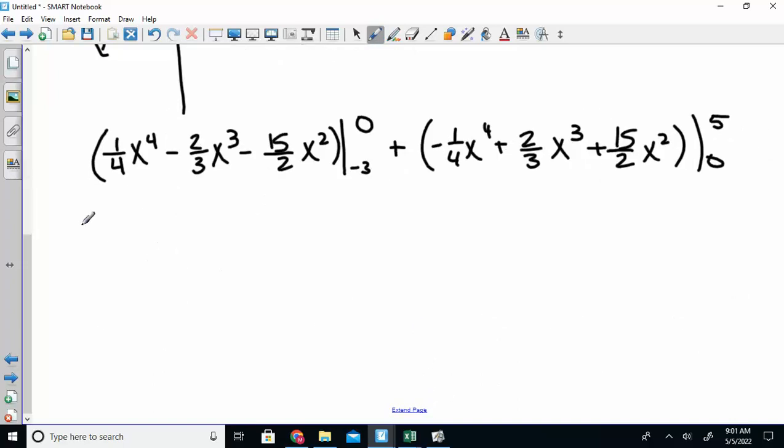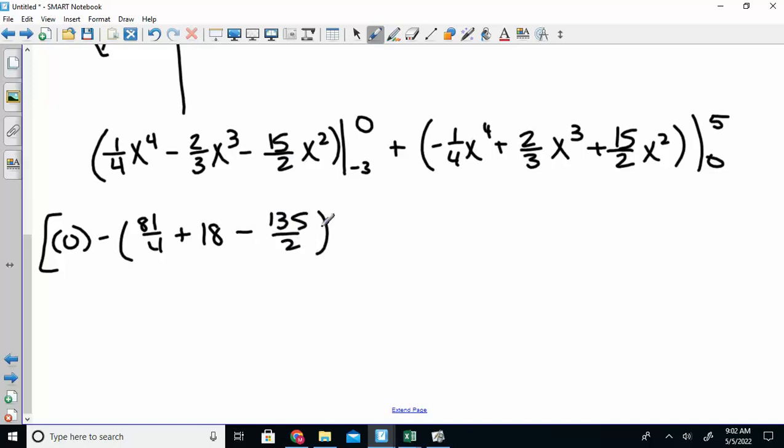All right, and so then if we plug in, we get 0 minus 1/4 plus, a negative cubed is negative, so that becomes plus 3 to the 3rd, you could cancel a 3, so 3 squared is 9, times 2 is 18, minus 3 squared is 9, times 15.